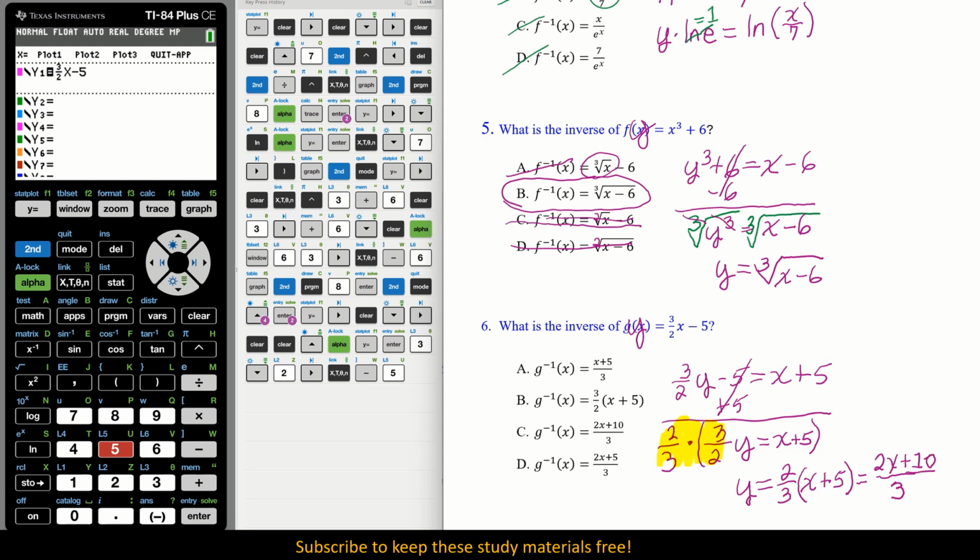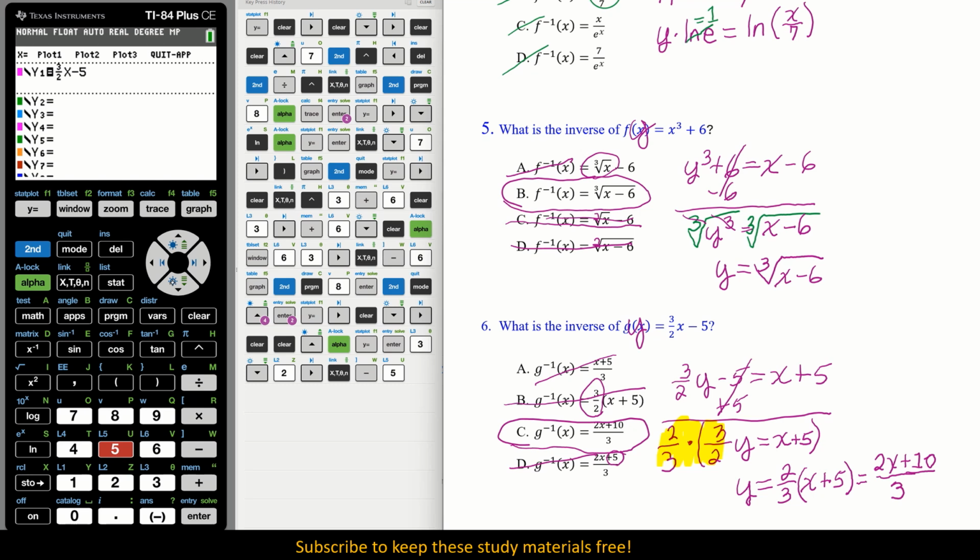Now let's go look at our options. Number 1, it doesn't follow through correctly. Number 2 has a huge mistake right here. It kept the 3 over 2. We know that that's not correct. C is a match. And as you see, they didn't distribute correctly on D, so that won't work.